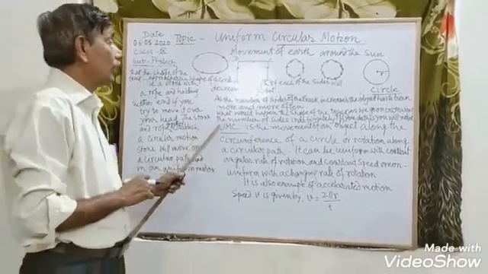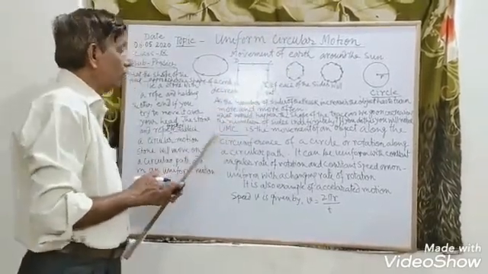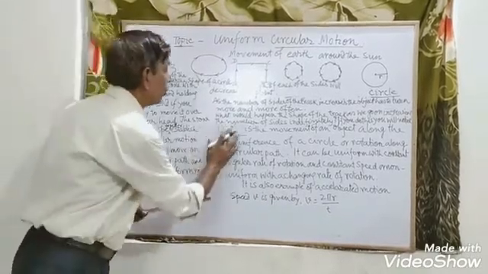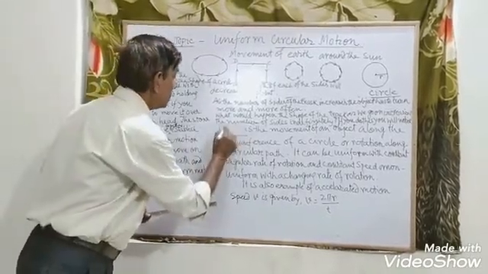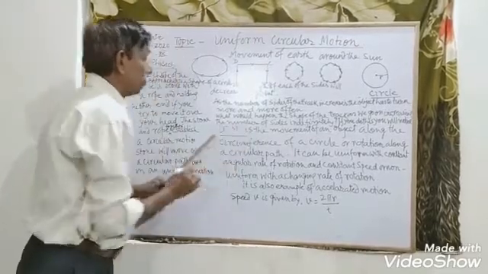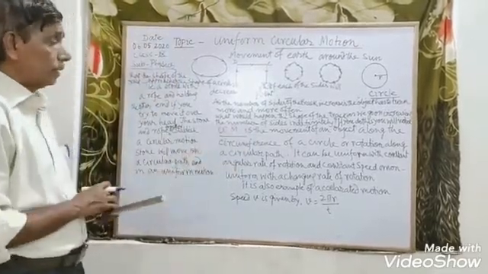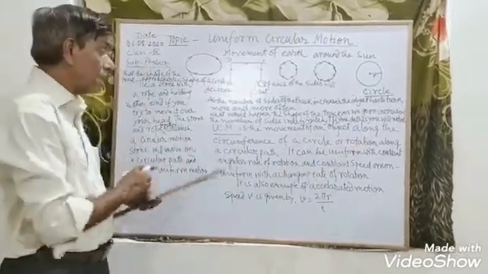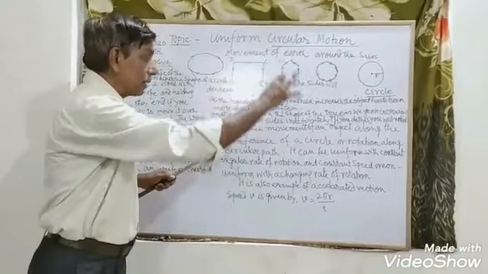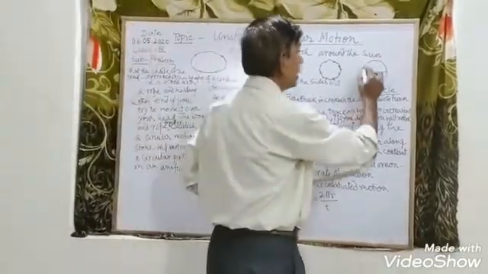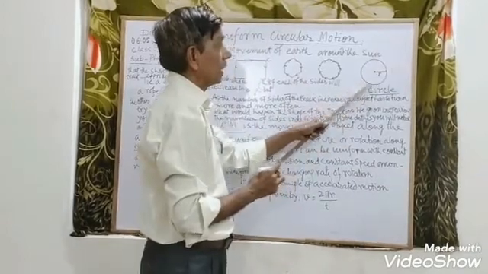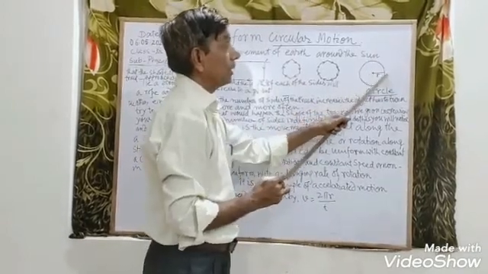Here the UCM, or uniform circular motion, UCM. What is it? It is a movement of an object along the circumference of a circle. This is the circumference of a circle with radius r.